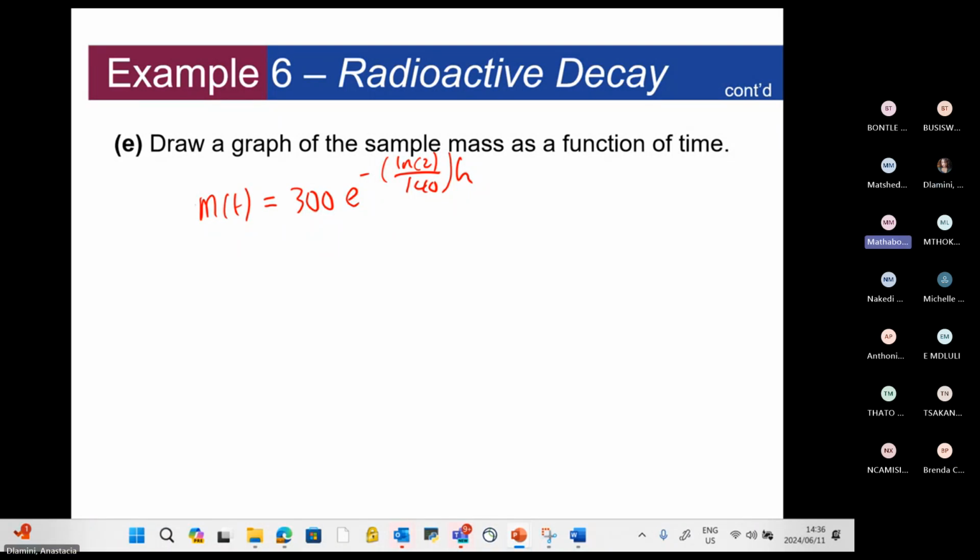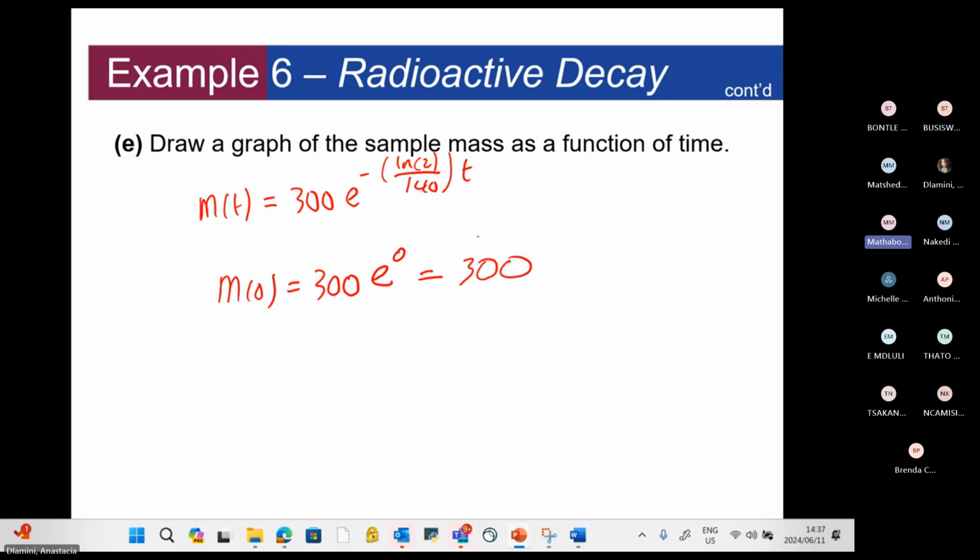Okay, so I will look for the y-intercept, which is where t is equal to 0, which means I'm going to have e to the power of 0. Remember it's t, this one. So when t is equal to 0, we have our y-intercept. So it's going to be e to the power of 0 times 300, which is 300 times 1, and it's 300. So our y-intercept is going to be 0, 300.